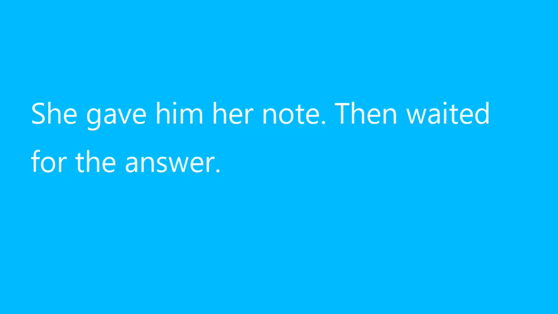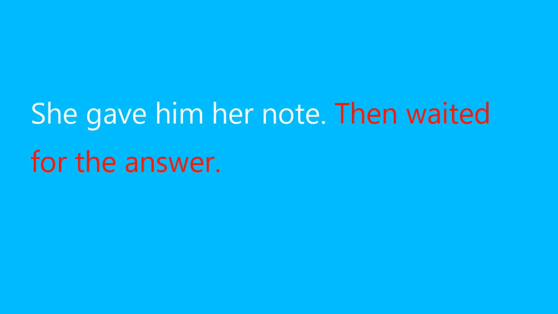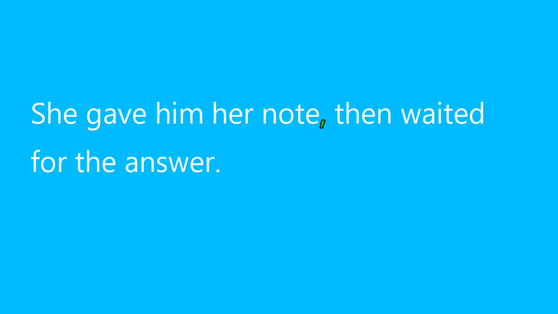Number 6, sentence fragments. I'm sure you see this all the time, especially when you're writing casual emails or texting. Sentence fragments are sentences that don't have an independent clause. They're lacking a verb, a subject, or both. For example, "She gave him her note, then waited for the answer." Here's the fragment, and to fix it in this instance, we'll add a comma.